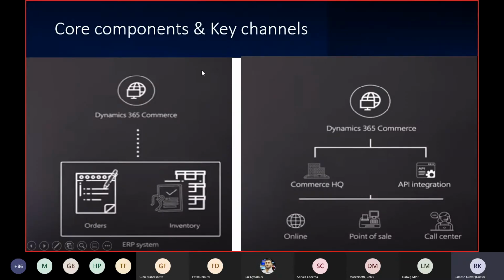So these are the core components and key channels. Dynamics 365 needs an ERP system to manage the orders and inventory. In Dynamics 365 there are three key channels and two core components. That is Commerce HQ, API integration, that is the headless commerce engine, and all the key channels like online e-commerce, point of sale, modern point of sale, or a call center.